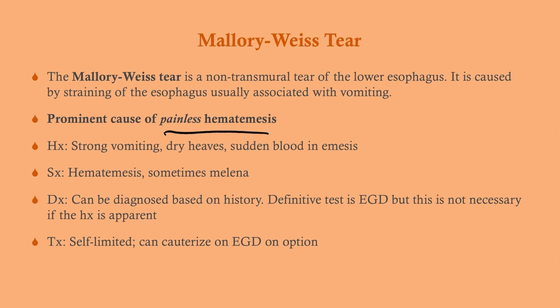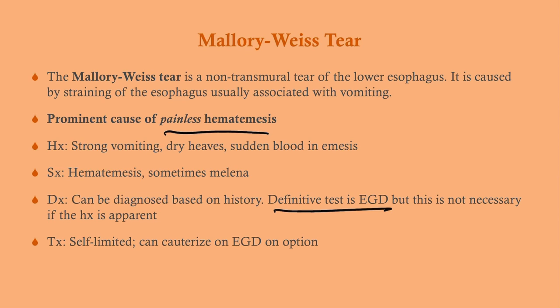These are not chronic alcoholics. They could be, but a lot of times they're frat boys. And they just retch and they start puking up blood. That's a typical Mallory-Weiss tear. And a lot of times this can be diagnosed based on history. However, if you definitively need to diagnose this, you will need to do an EGD. But this is pretty self-limited.